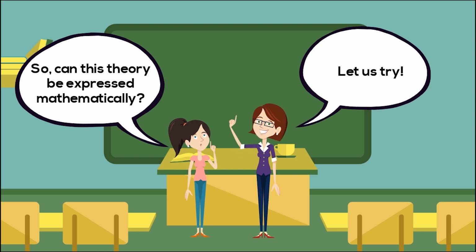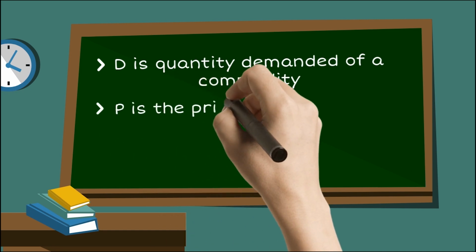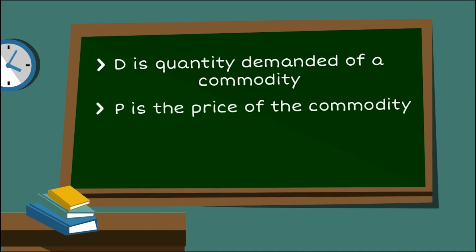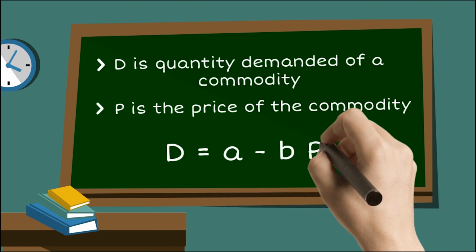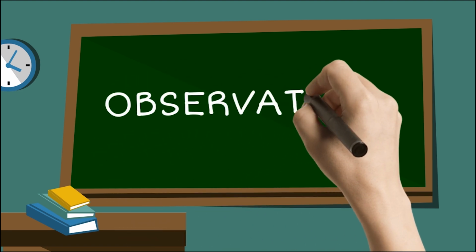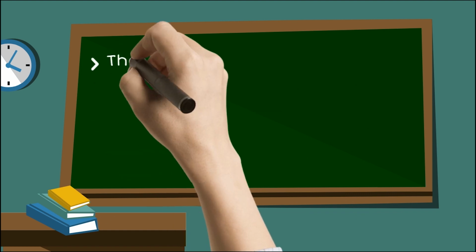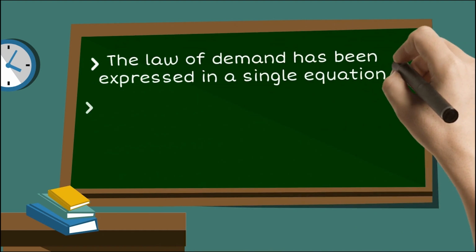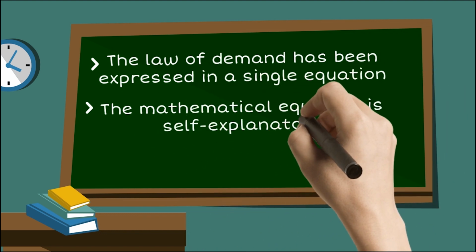Let us try. Let us denote the quantity demanded of a commodity by D and the price of the commodity by P. Then, mathematically we can express the law of demand as D = A - BP. Based on elementary knowledge of mathematics, the observations from this equation may be: first, the law of demand has been expressed as a single equation instead of a statement. This has saved time and energy in explaining the law. Second, the mathematical equation is self-explanatory.